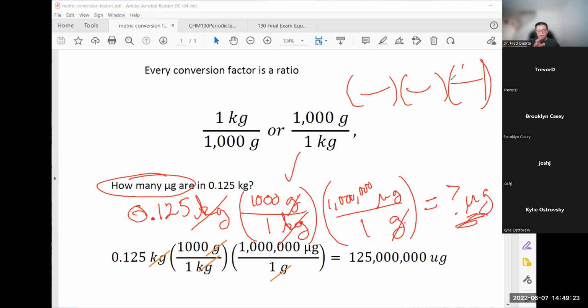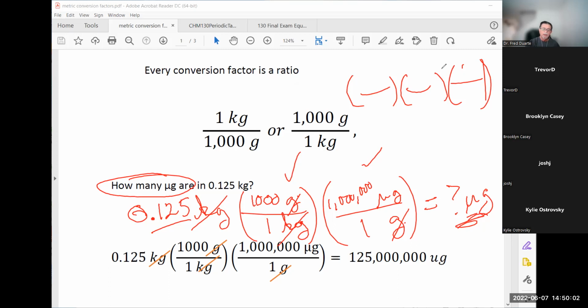And so once you set that up, the units are set up properly. Now it's just a function of you punching in the numbers in the calculator, checking your sig figs, and you're good to go. Notice, obviously, here we start off with 3 sig figs. These conversion factors are exact numbers, so they play no role in sig figs. 1,000 grams, there's exactly 1,000 grams in 1 kilogram. It's an exact number, so it plays no role in sig figs. So the 0.125 has 3 sig figs. Our answer would be 125 million micrograms, okay?